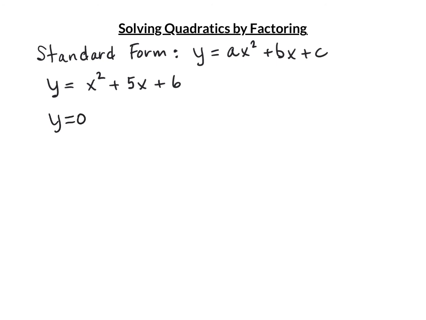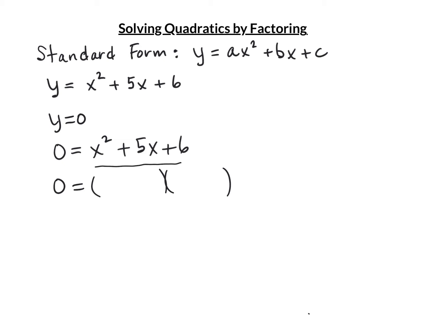Remember that if you graph a quadratic and y is 0, those are the x-intercepts. We also call those zeros. But we turn this into the equation 0 equals x squared plus 5x plus 6. Then we factor the polynomial as a standard form. We're looking for two things that FOIL to x squared plus 5x plus 6.